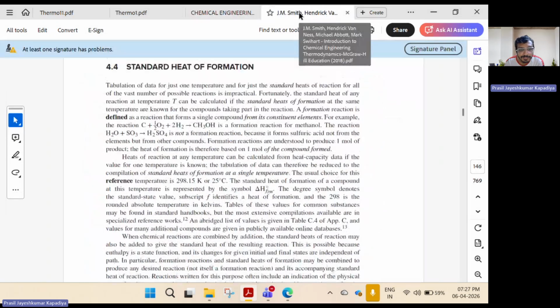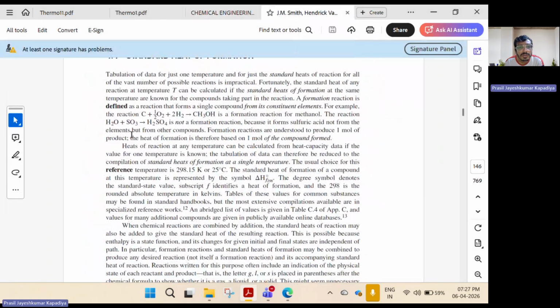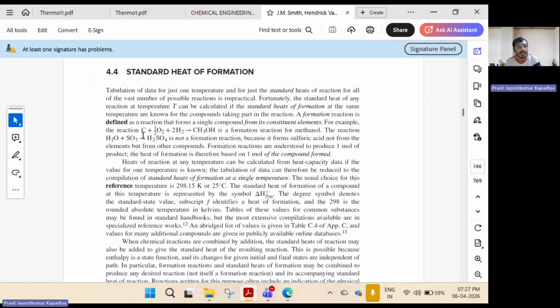So this is a standard heat of formation reaction. See, methanol consists of carbon, hydrogen, and oxygen. So carbon plus half O2 plus 2H2 gives CH3OH. This is a formation reaction of methanol, but H2O plus SO3 giving H2SO4 is not a formation reaction. It should form from H2, S, and O2. Okay.